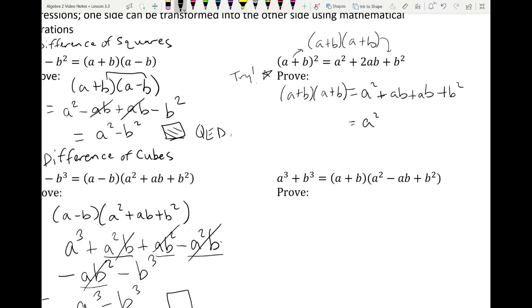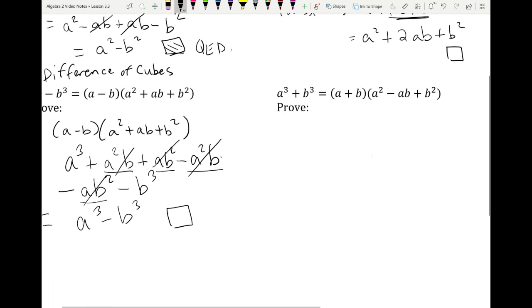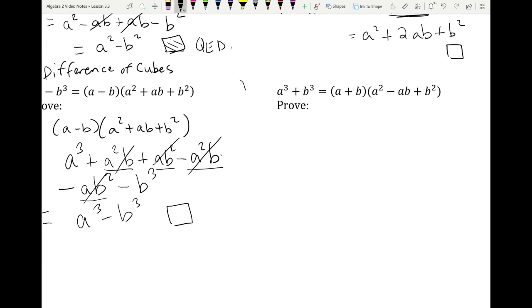So we have a squared, and we have 2 of these, right? We have 1 ab and 1 ab, which makes a total of 2 ab's, plus b squared. And therefore we've proven the identity because it matches the right hand side. All right, go ahead and give this one a try. See if you can prove that identity by multiplying the right hand side.